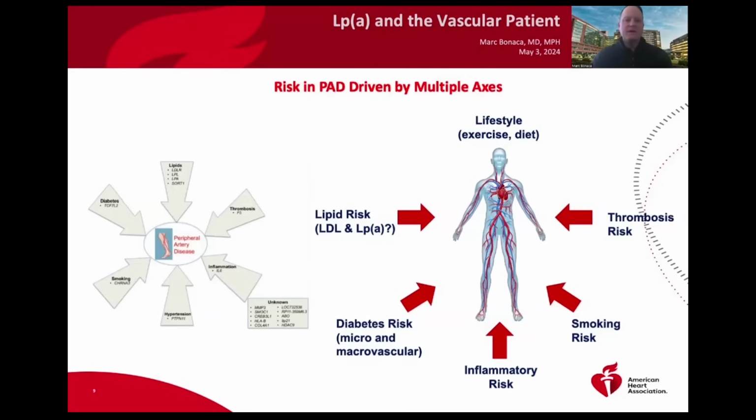So how do we treat PAD? Well, there's multiple axes of risk. You can see a nice genetic study on the left looking at the specific genetic polymorphisms, and then the correlates on the right. And so lifestyle is the foundation: exercise, supervised exercise, diet, smoking cessation. Lipid risk, we know that LDL and Lp(a) are both associated with poor outcomes, so treating lipid risk. Diabetes risk and microvascular disease that leads to retinopathy, kidney complications, and lower extremity ulcerations, inflammatory risk, and then thrombosis risk.